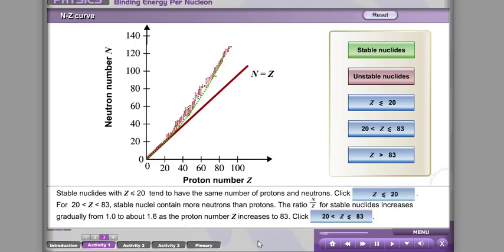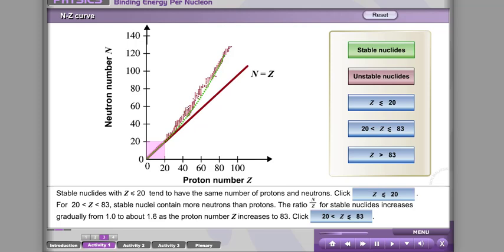Stable nuclides with Z less than or equal to 20 tend to have the same number of protons and neutrons. Click the Z less than or equal to 20 button.